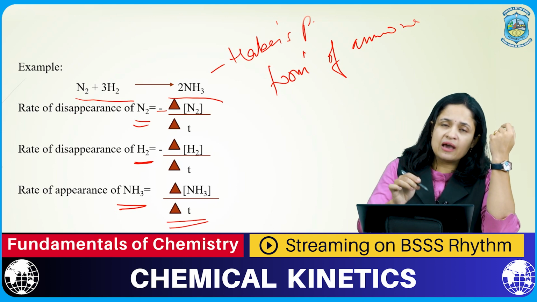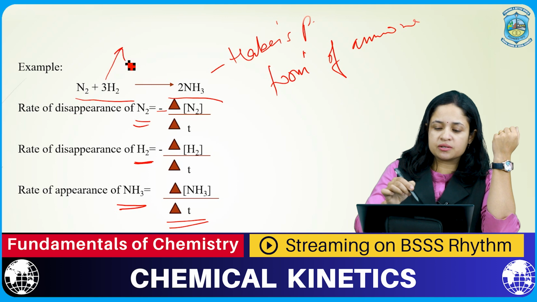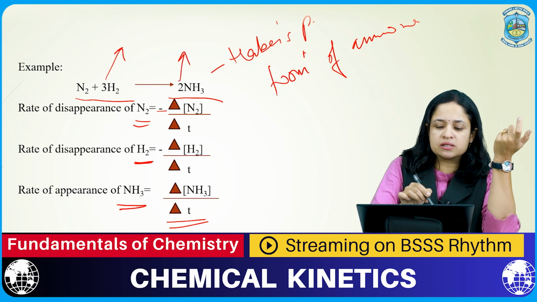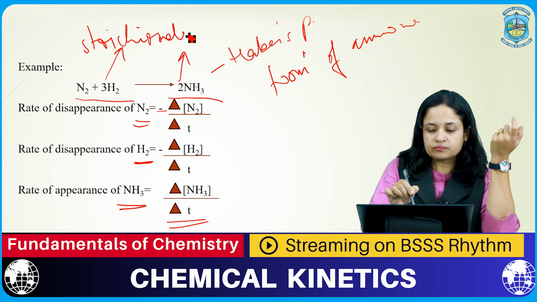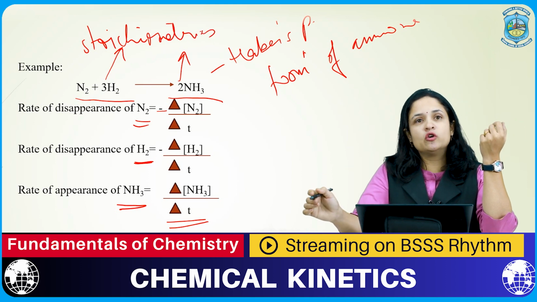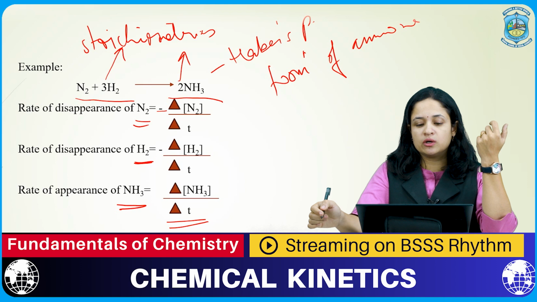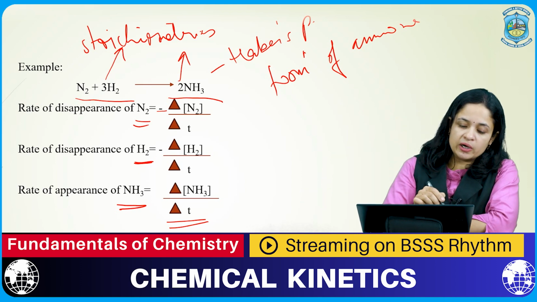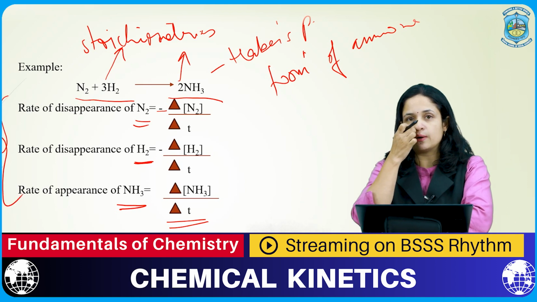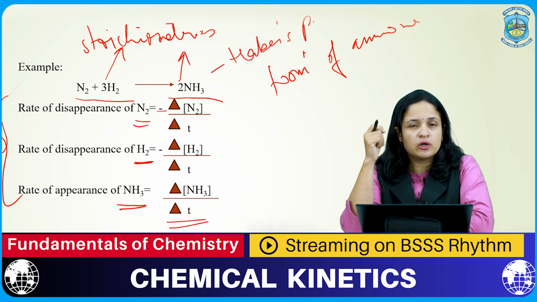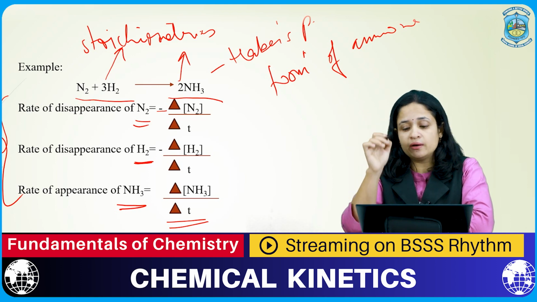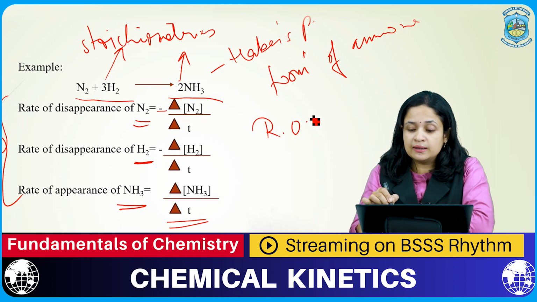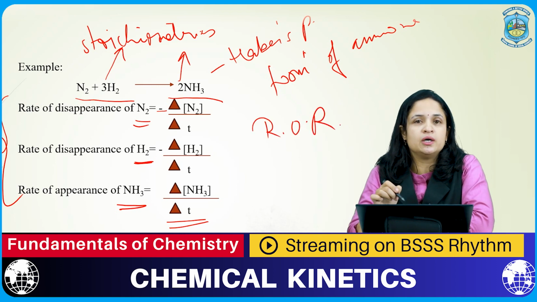Now, we saw that there are certain numbers, 3 and 2. What are these? These are known as the stoichiometries of a particular reactant or a particular product. So when I am calculating the rate of disappearance or rate of appearance of any single product or any single reactant, I will not include these numbers. But if I am calculating the rate of reaction of the whole reaction, then these numbers have to be taken into account.